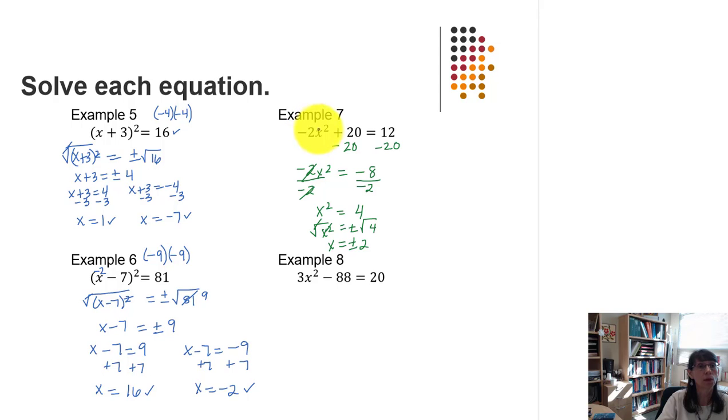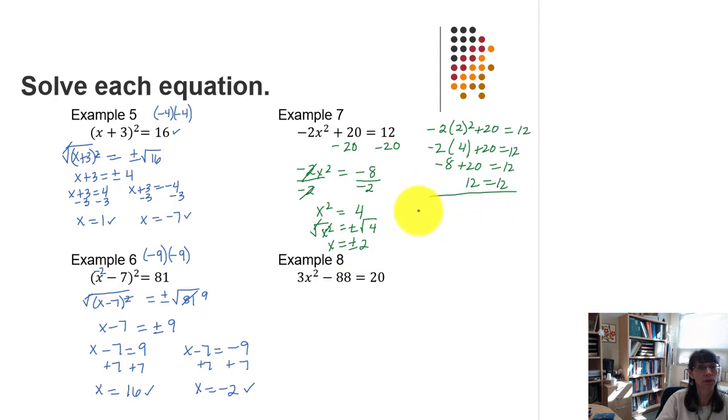So negative 2 multiplied by x squared. Negative 2 times positive 2 squared plus 20, does that equal 12? Negative 2 times 4 plus 20 equal to 12. So negative 8 plus 20 equals 12, and it does look like it works. 12 does equal 12. So positive 2 works.